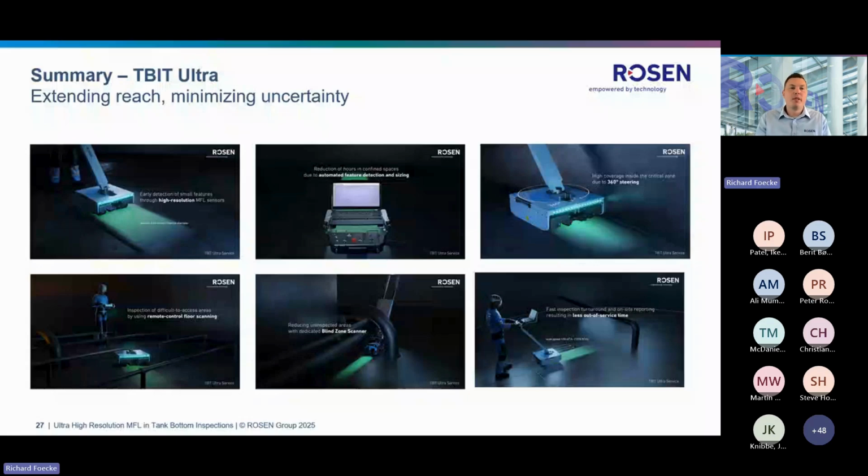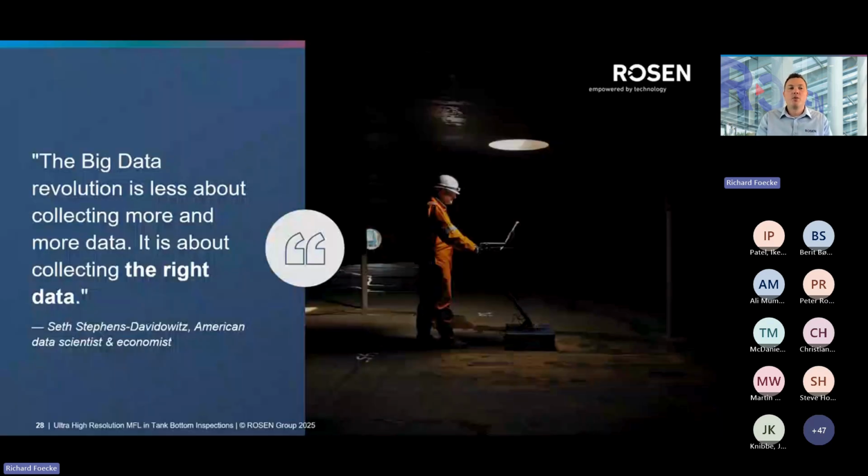And I would like to close my presentation here with a statement from Seth Stevens-Davidowitz, who said, the big data revolution is less about collecting more and more data. It's about collecting the right data. And that's certainly true. It doesn't make sense to just collect more data with additional challenge. You also have to derive more information out of it. And that's what we are working on every day to improve this. So thank you very much for your attention. And I'm, of course, happy to take any questions.